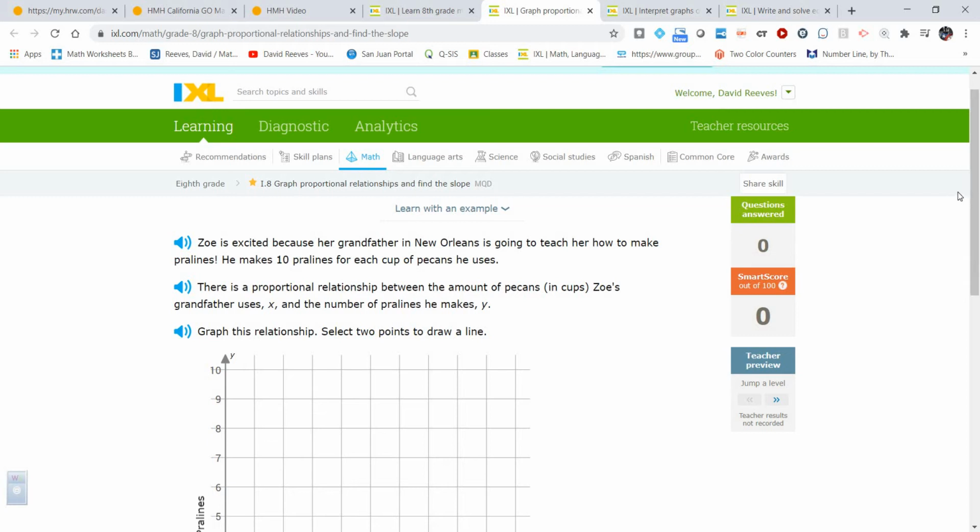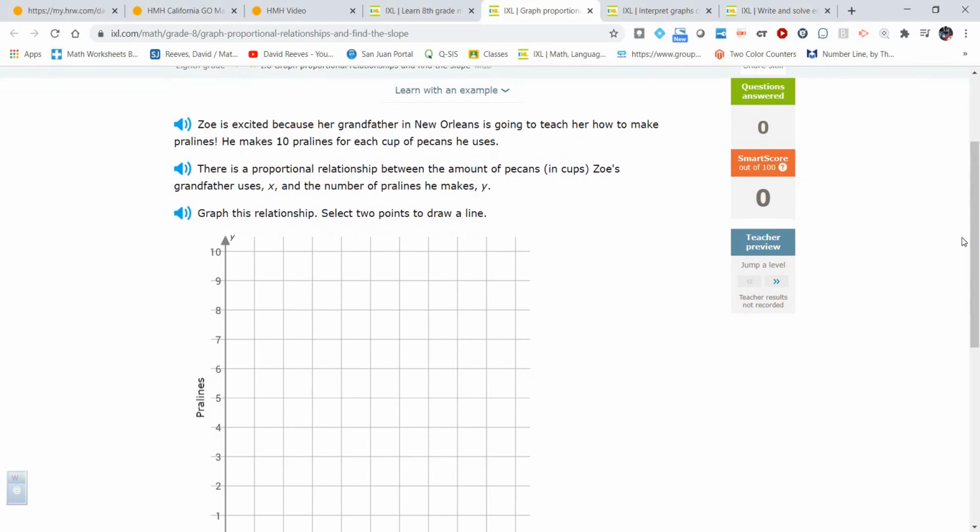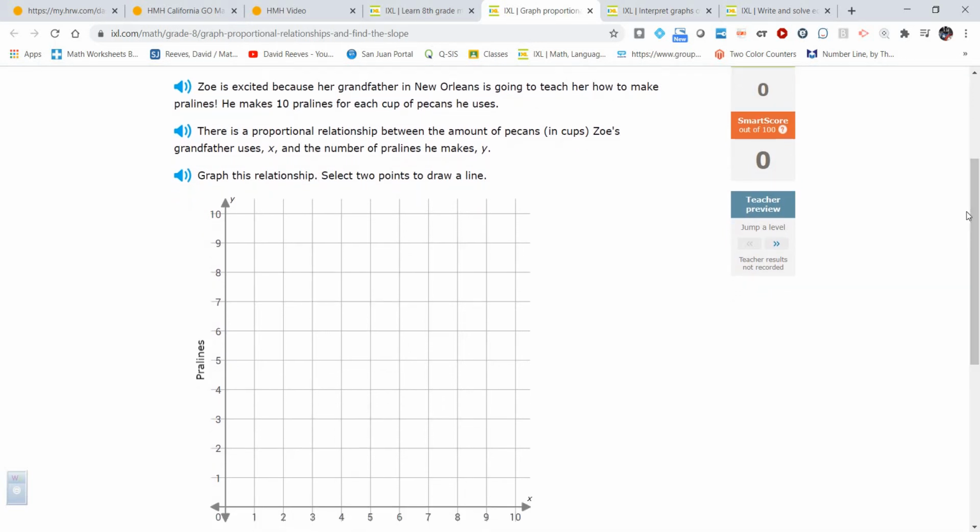Skill I-8. Graph proportional relationships and find the slope. Make sure you have watched my video or another video on finding slope. Just a reminder, slope is the rate of change between the y variable, the vertical variable, and the x variable, the horizontal variable. When you have a proportional relationship, slope is also the same as the constant of proportionality. So change in y over change in x is equal to y over x. I explained that in the video I made. So again, if you haven't watched that video, please go back and watch it. All right, here we go.